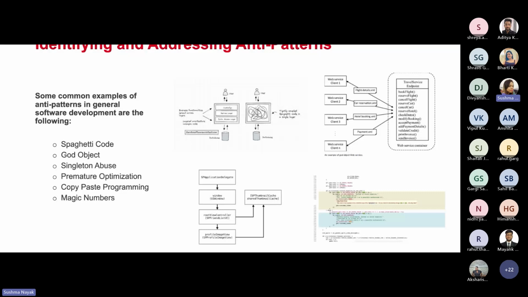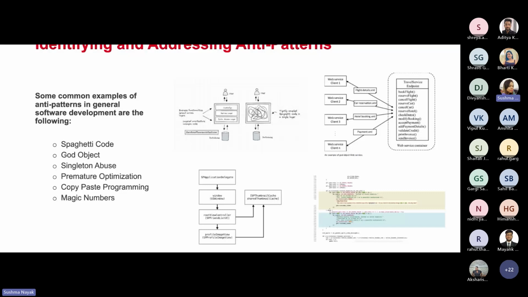Then we have premature optimization. Here, we should optimize the code only after identifying and addressing performance bottlenecks. Otherwise, it increases the complexity and reduces code readability. So yes, this should not be there. Now copy-paste programming is what we call an anti-pattern of not reusing components. Repeatedly copy-pasting the same block of code every time will lead to code duplication.